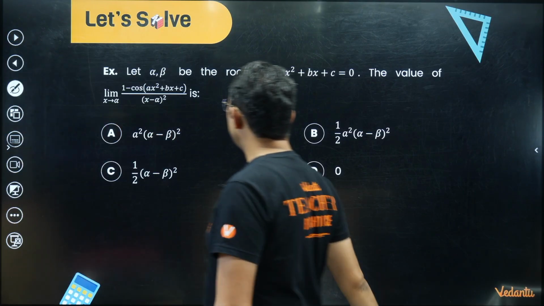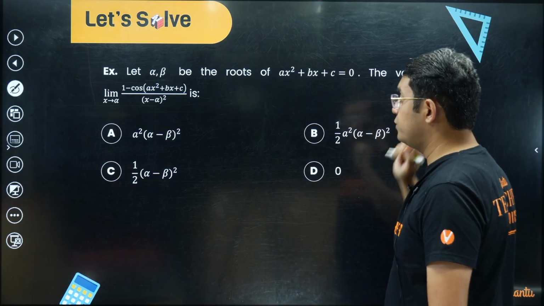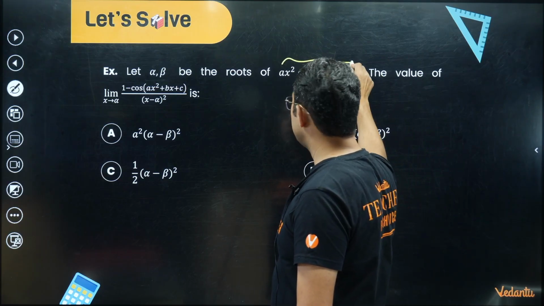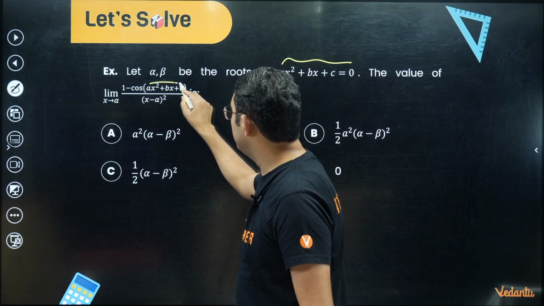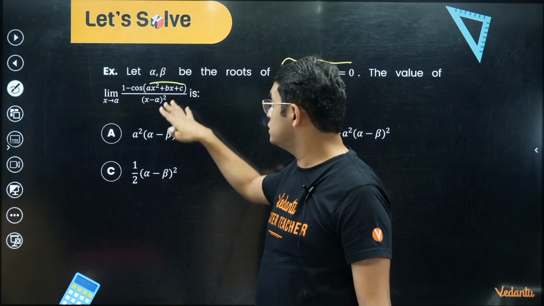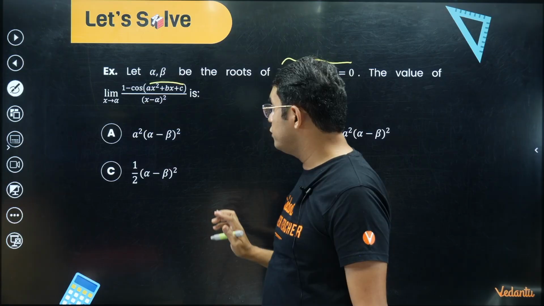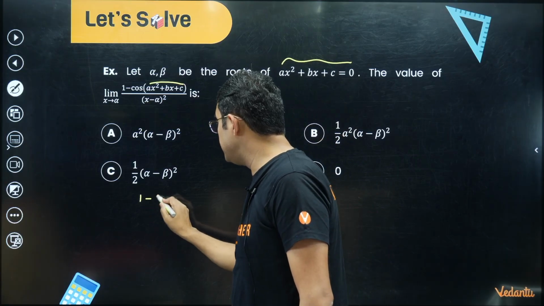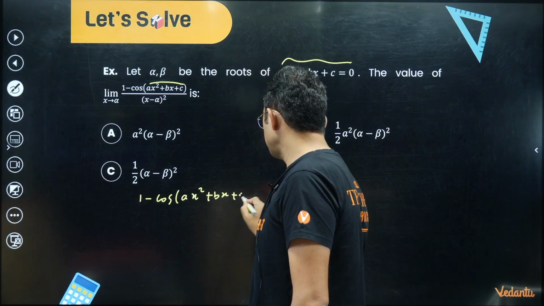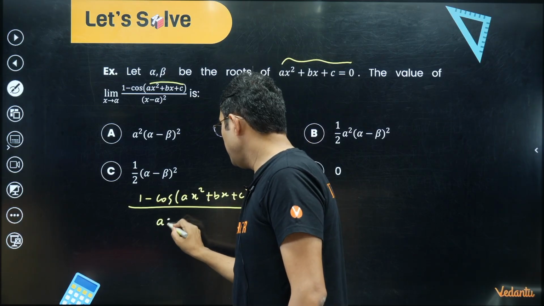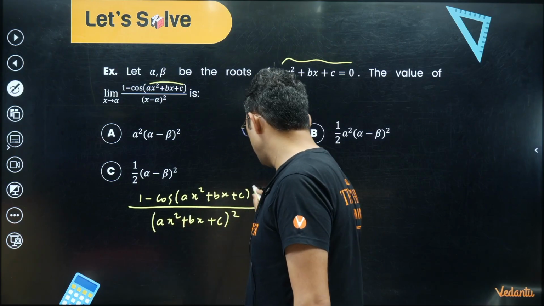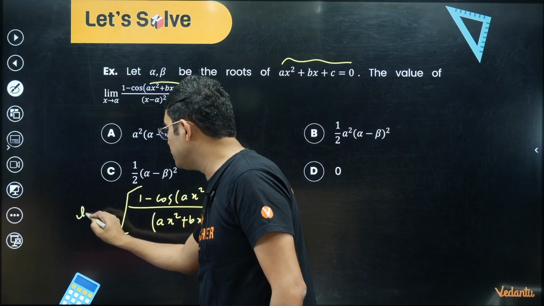Now this question: alpha and beta are the roots of this quadratic, then find the value of this. Now dear students, please listen carefully, because alpha and beta are the roots of this quadratic. So if you put x is equal to alpha here, this will become equal to 0. Now if it is 0, it is actually 1 minus cos 0, which will become 0. So it is a 0 upon 0 form. Now dear students, please understand, if I write ax square plus bx plus c whole divided by ax square plus bx plus c, this way with whole square here. Now this will be that standard result I told you in the beginning.